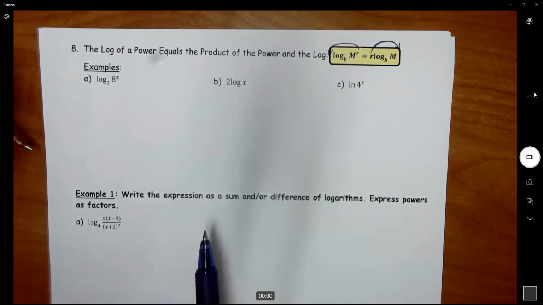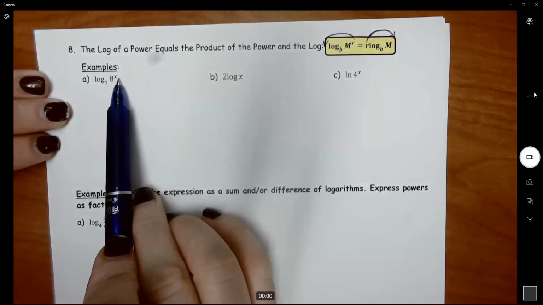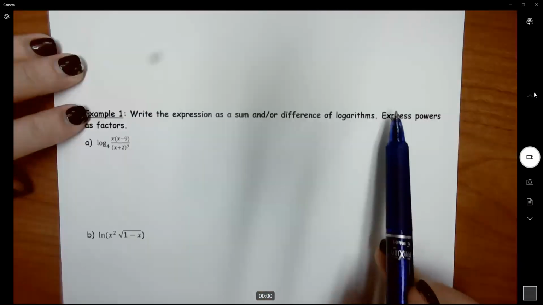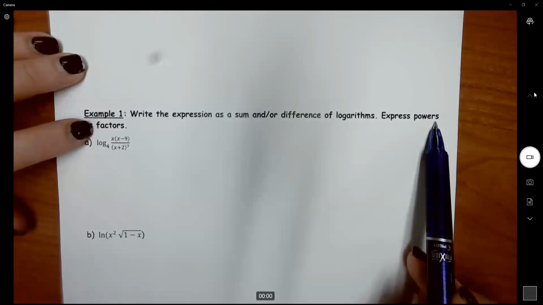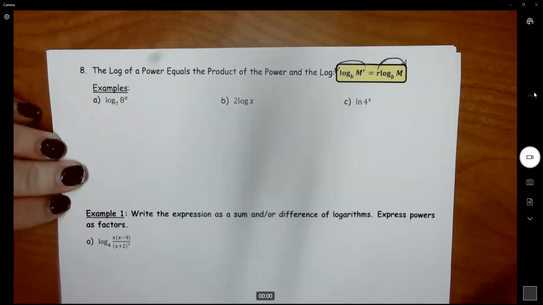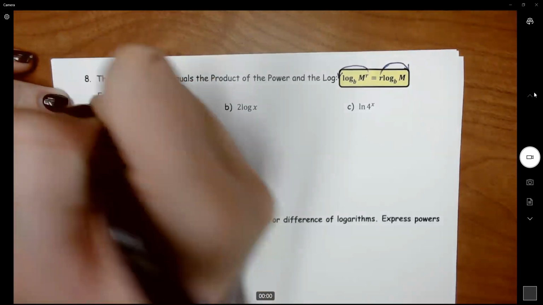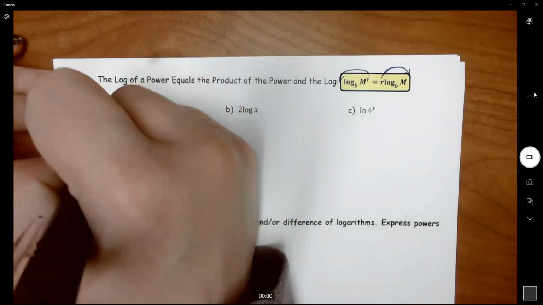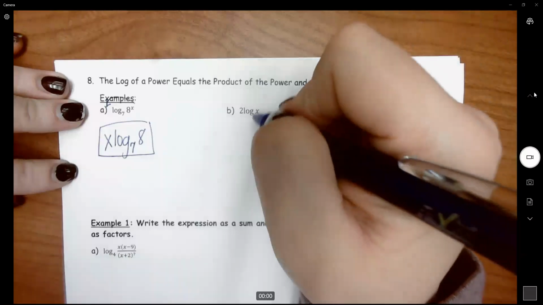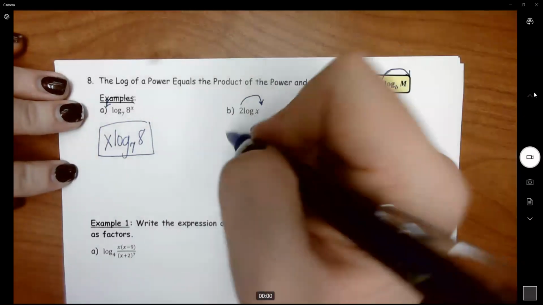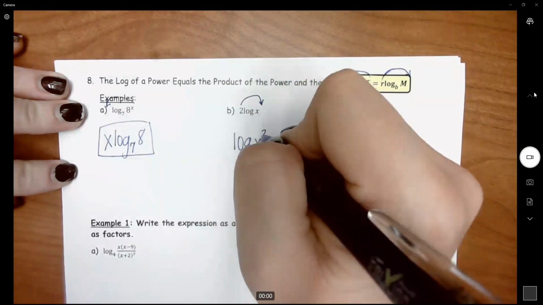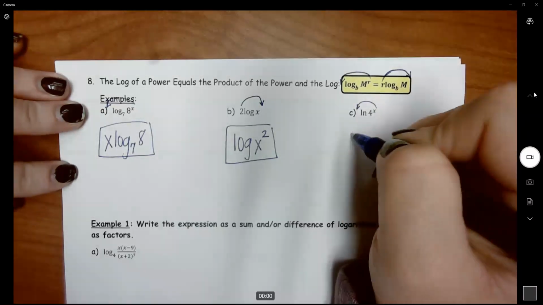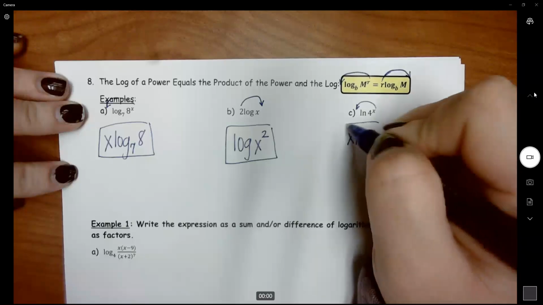So here, if it's got an exponent, we're moving it in front. If it's got something in front, we're moving it up to an exponent. And it tells you in instructions to express powers as factors, meaning move it in front so it's being multiplied. So this one, we're simply moving that x right here in front. So this is x log base 7 of 8. Okay, now I'm going opposite and I'm moving my factor to an exponent. So this is log x squared. And then lastly, we'll move this x in front for x natural log 4.